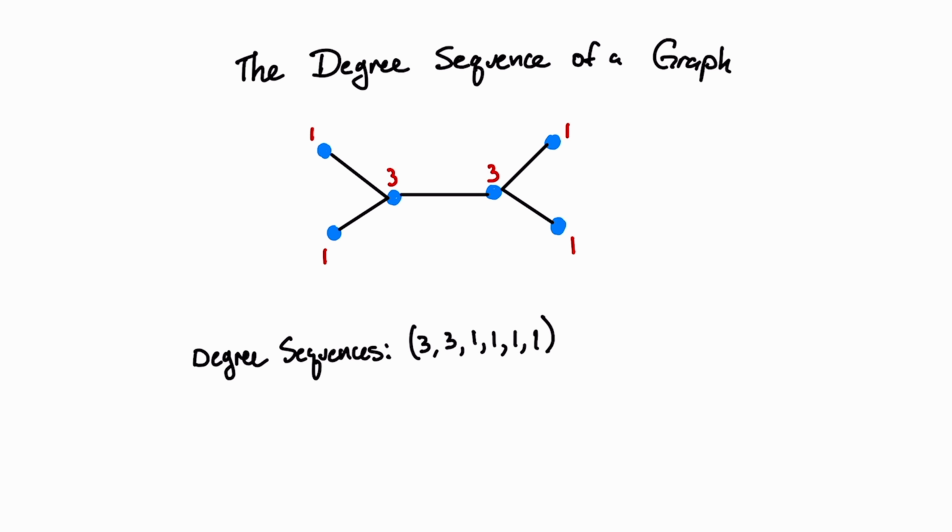Now that's not the only way I could write the degree sequence of the graph. I could order the elements in some other way. Maybe I write it in reverse order, starting with the 4 ones. Or maybe I put the 2 3s in the middle of the sequence. Now these are all different sequences because they're in different orders, but they all represent the degree sequence of this graph. In general though, we'll write the degree sequence in non-increasing order. So we'll start with the maximum degree and end with the minimum degree.